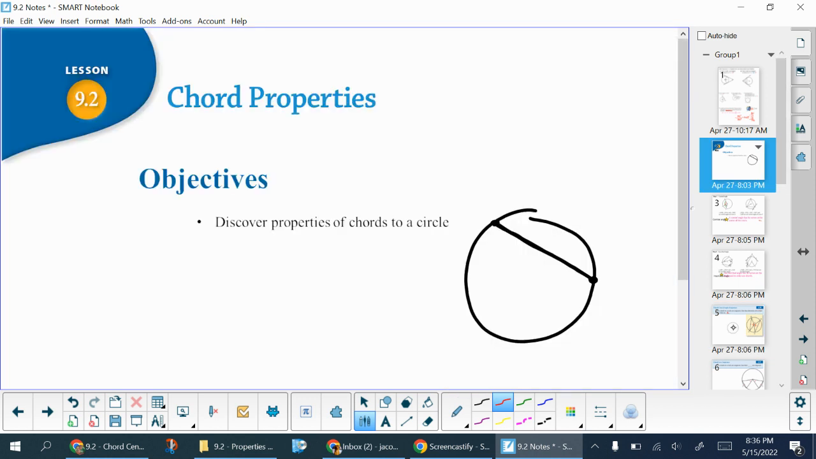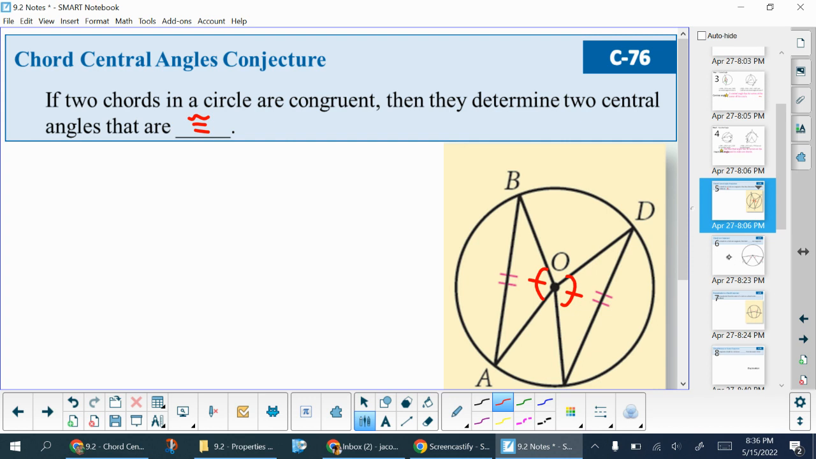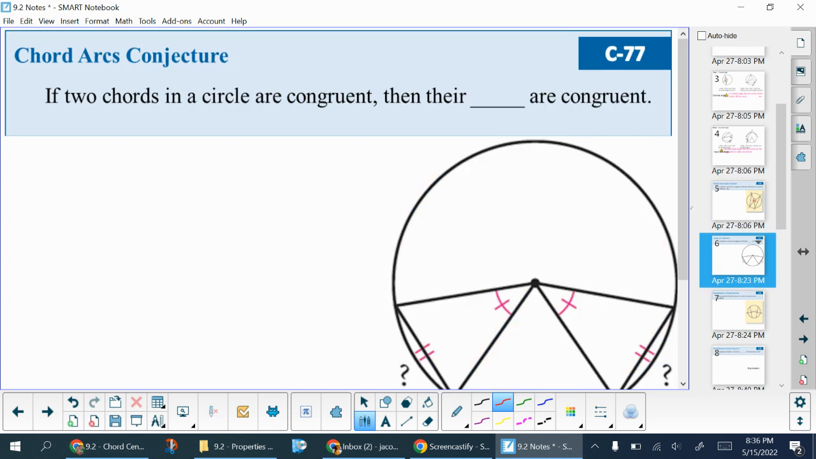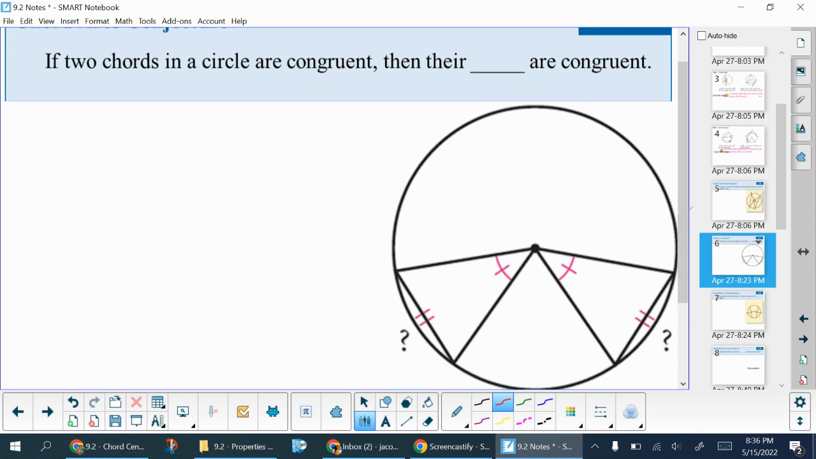The second one here is literally just the exact opposite of this one. If 2 chords in a circle are congruent, then their blank are congruent. And so now we're talking about these chords being congruent.